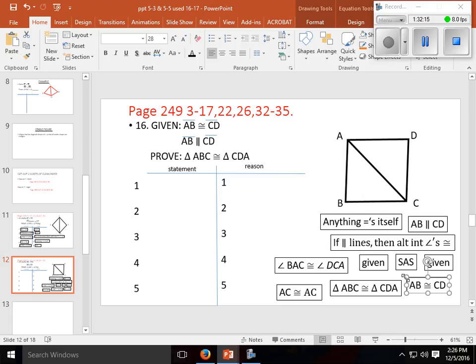Is that enough to say those two triangles are congruent? Yeah. By what? Side angle side. Now Miss Pease can do her first statement.